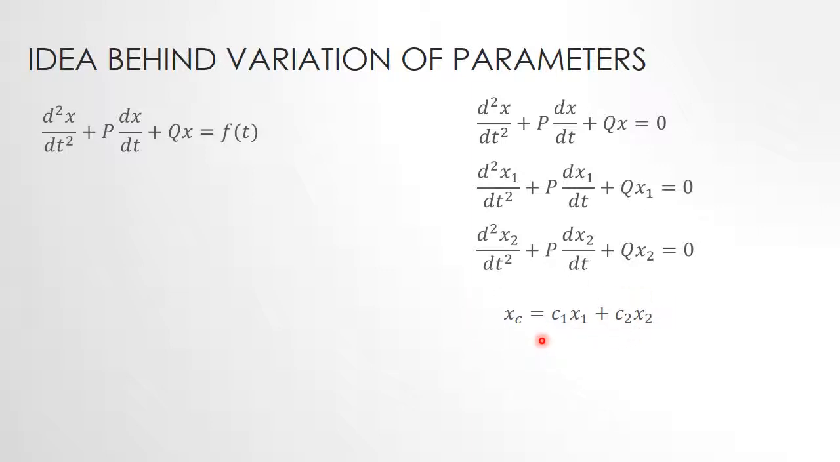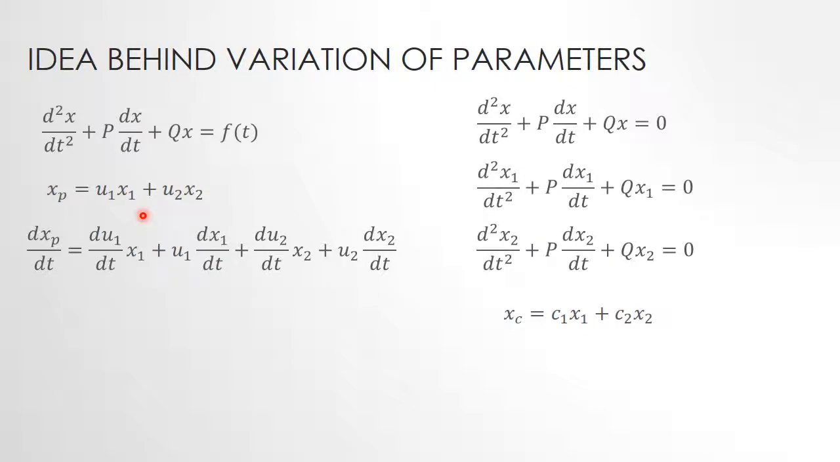Okay. Now that I have that, I'm going to claim that this is my particular solution to the non-homogeneous differential equation. And I have to figure out what my u1s and u2s are. So the way I'm going to do that is I'm going to plug this solution, which should solve this one, back into the differential equation. So I need my first derivative. And so I got my first derivative here.